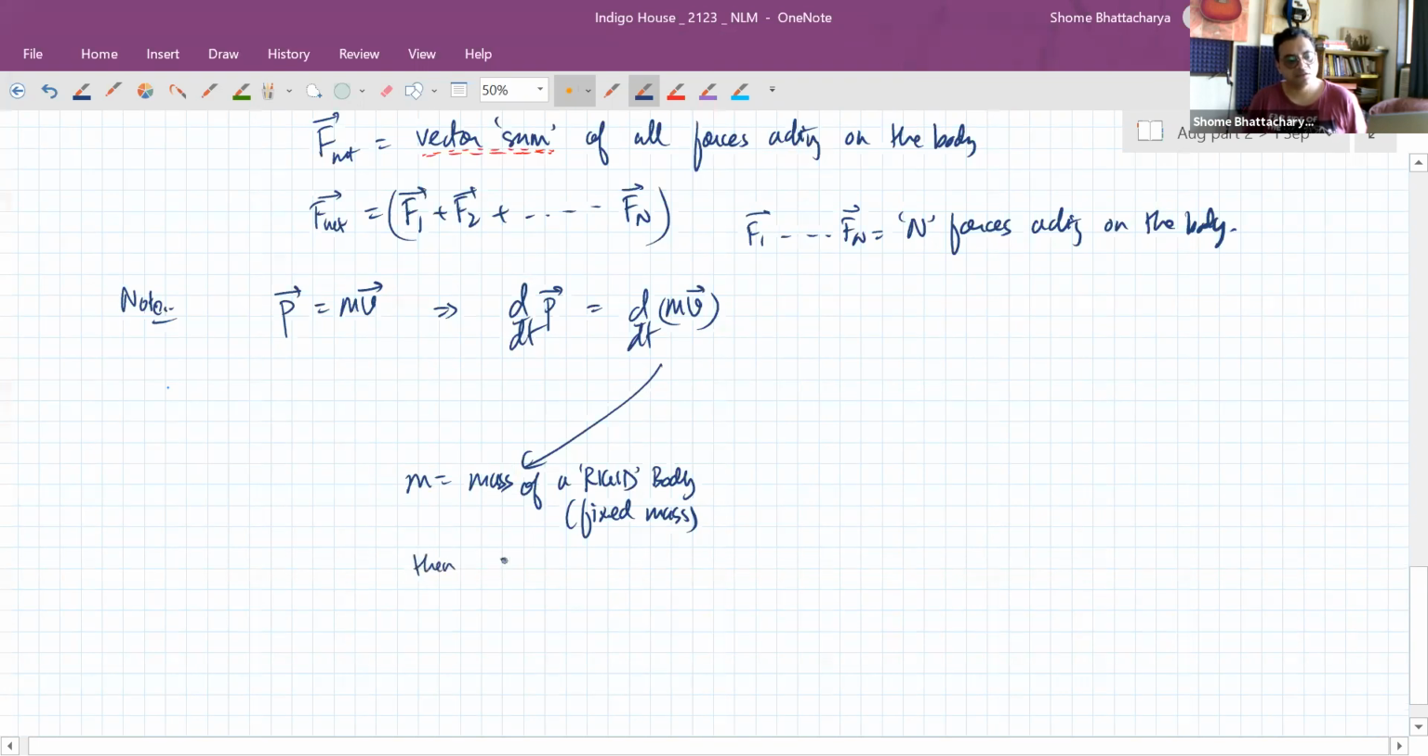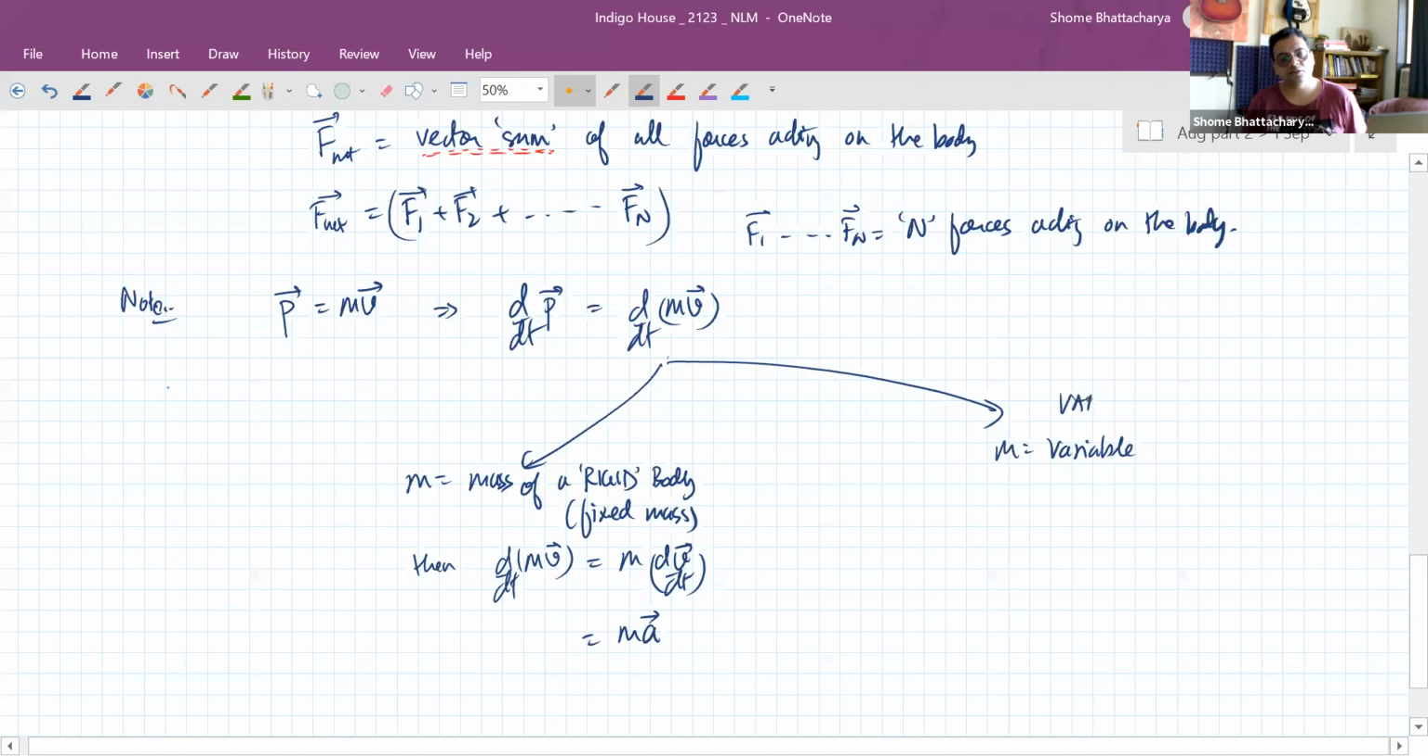So in this case, what happens to the rate of change of momentum? When we take the differentiation operator inside, m is a constant, so it just comes out. So it becomes m into dv by dt. And dv by dt, kinematics, you would have seen the basics, is acceleration. So the right hand side of the equation, rate of change of momentum, becomes ma.